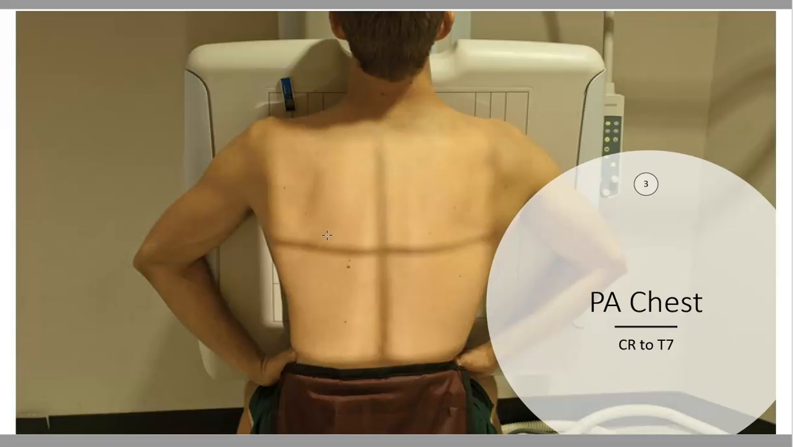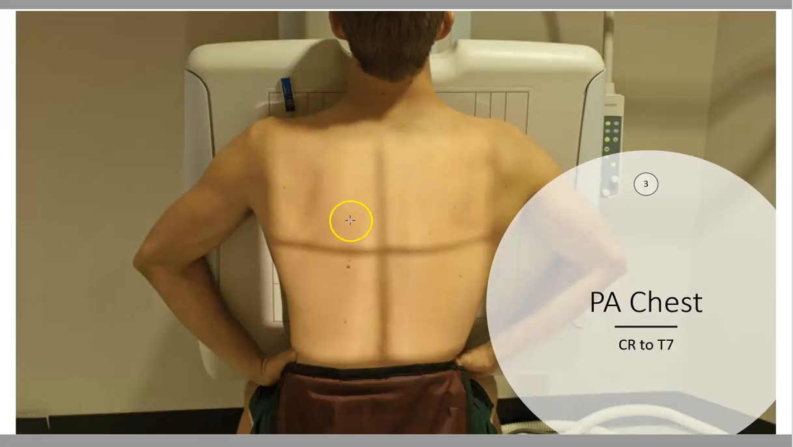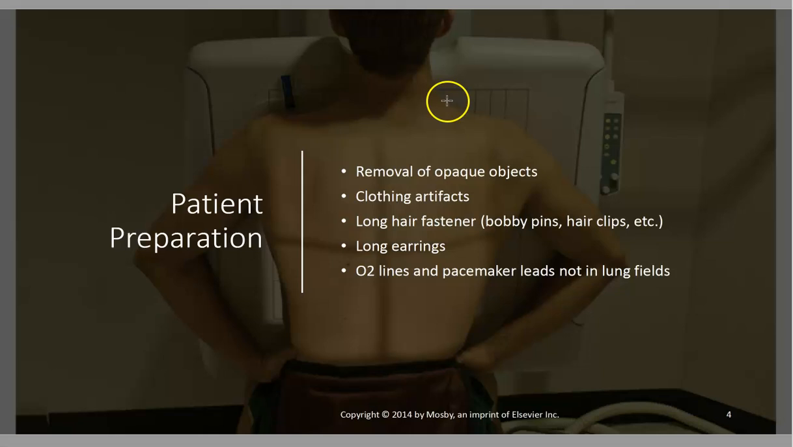So let's talk about a PA chest x-ray. Here's a good example of a person set up for a chest x-ray. Their chest is against the board because this is a PA projection. We can see this vertical shadow line here is lined up with MSP, which is usually aligned with the spine. And this horizontal shadow line here is at the level of T7. We want to put that central ray there. So this centermost part here at the level of T7.